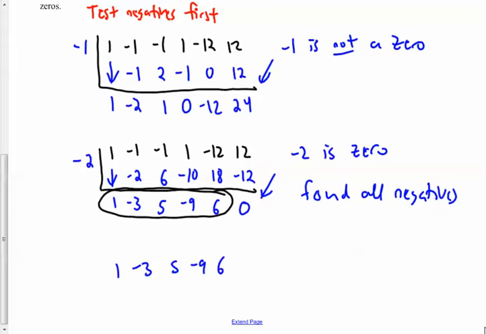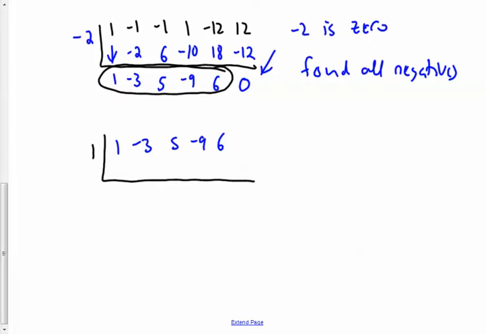Maybe try a nice easy number first, like testing a root at 1. So 1 times 1 is 1, bring it down. You get negative 2. 1 times negative 2 is negative 2, bring it down. 1 times 3 is positive 3, bring it down. And 1 times negative 6 is negative 6, bring it down. So it tells us 1 is a 0 here.